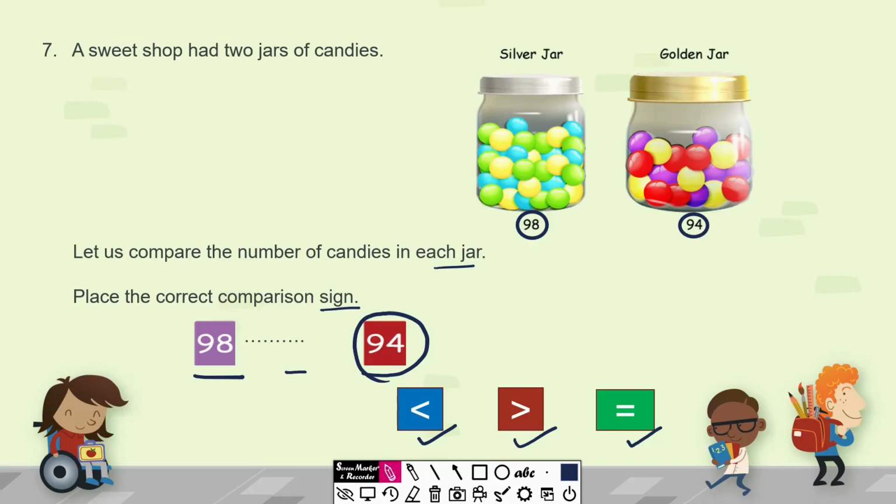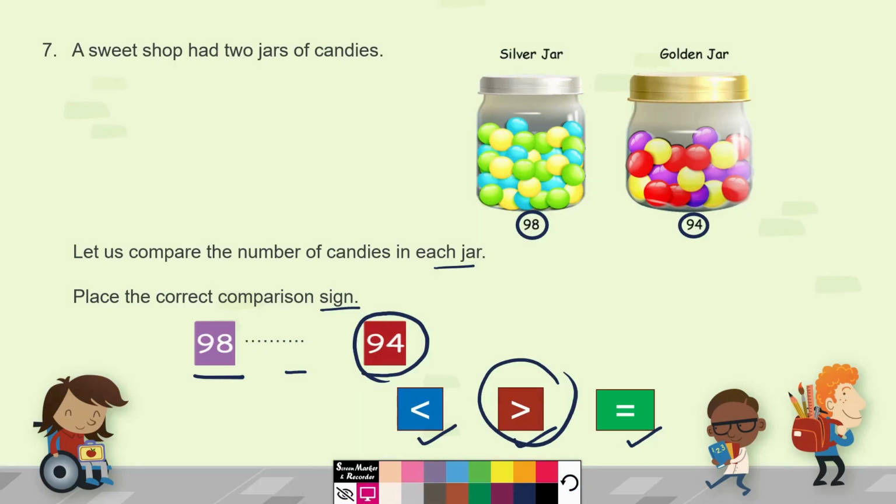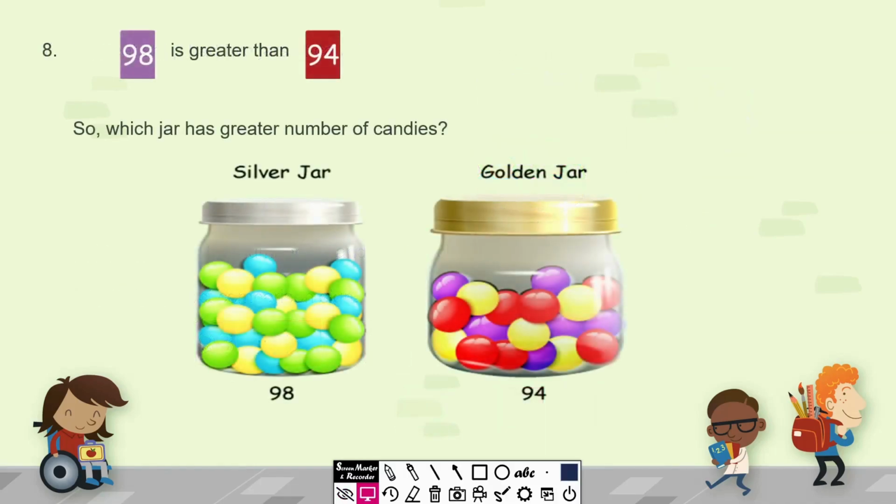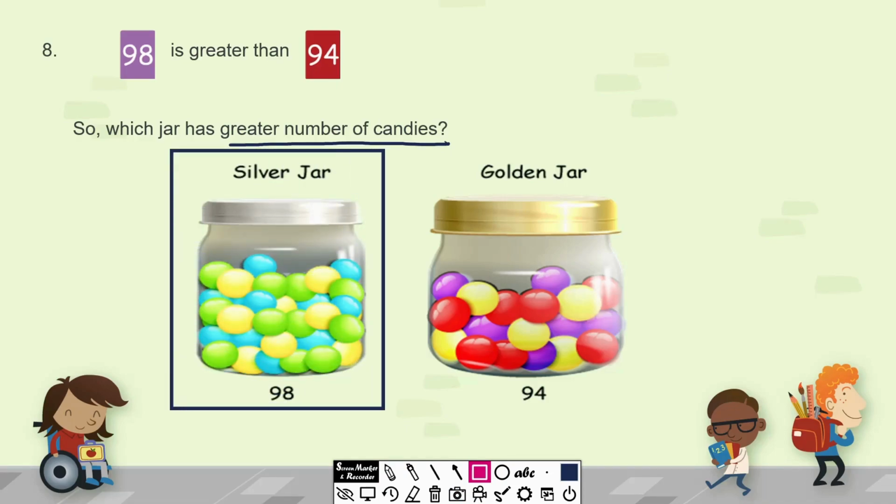Okay. So obviously 98 is greater than 94. Right. So let's check the correct answer. Yes. This is greater than 94. Very good. Let's move further. 98 is greater than 94. So, which jar has greater number of candies? Okay, this is simple. Of course, the silver jar has greater number of candies. So, the correct answer is this silver jar.